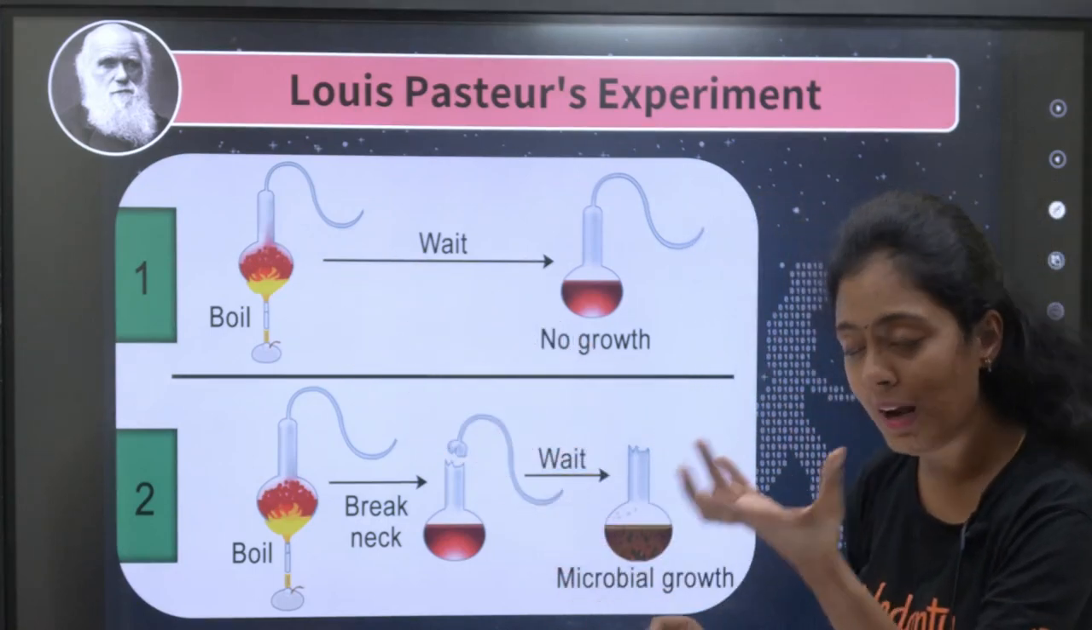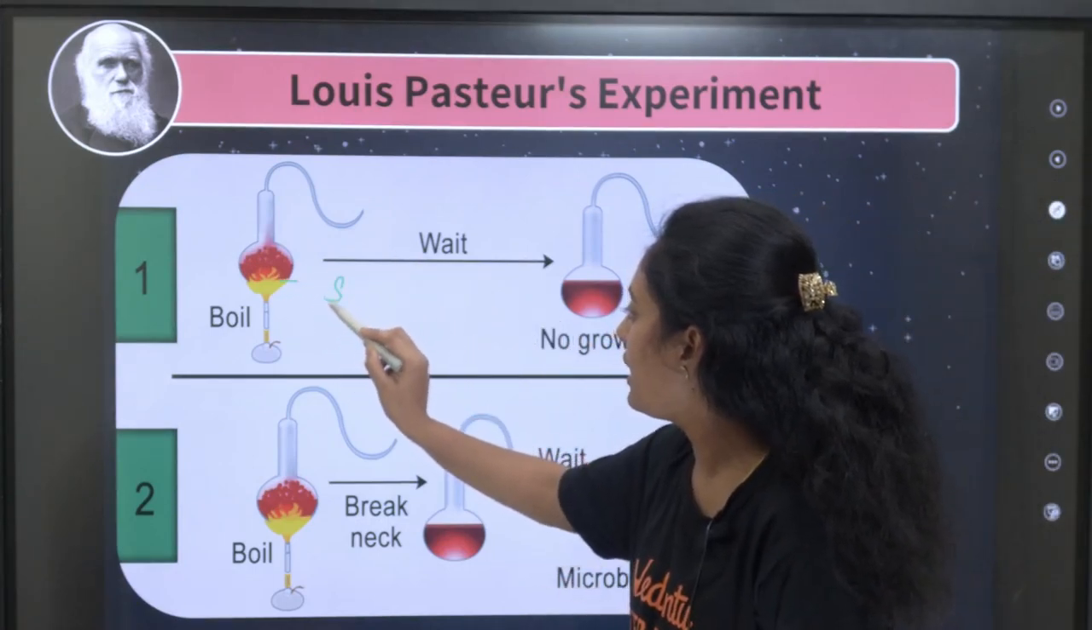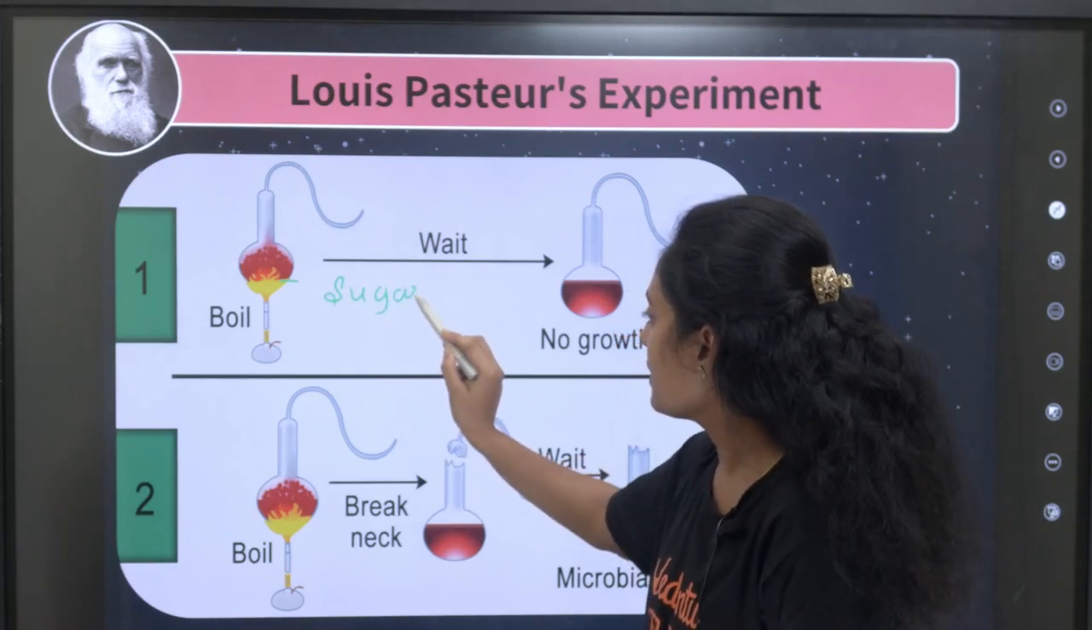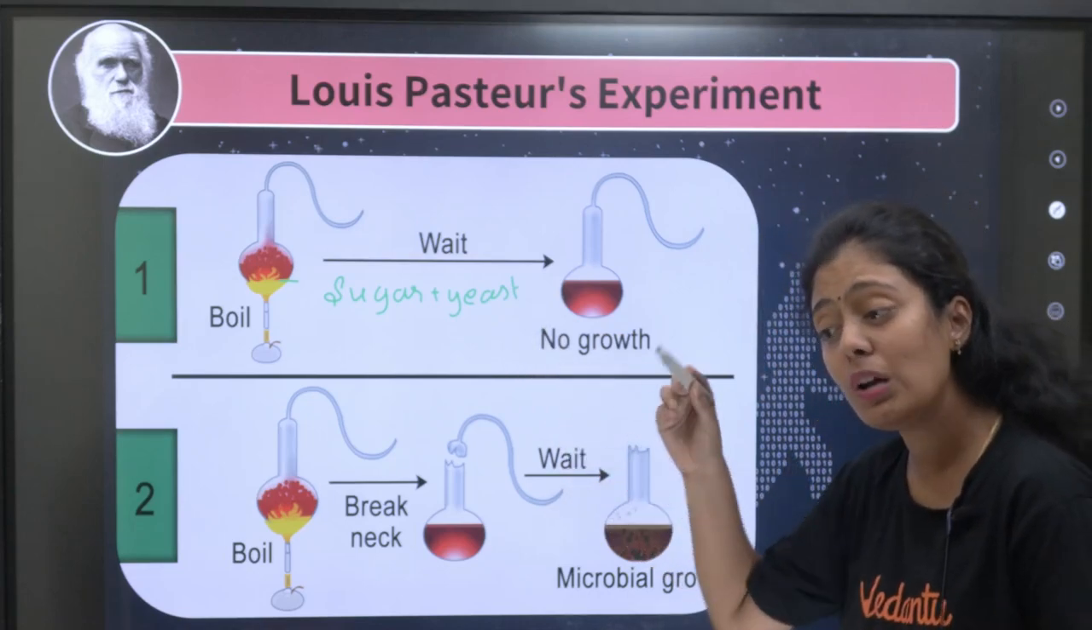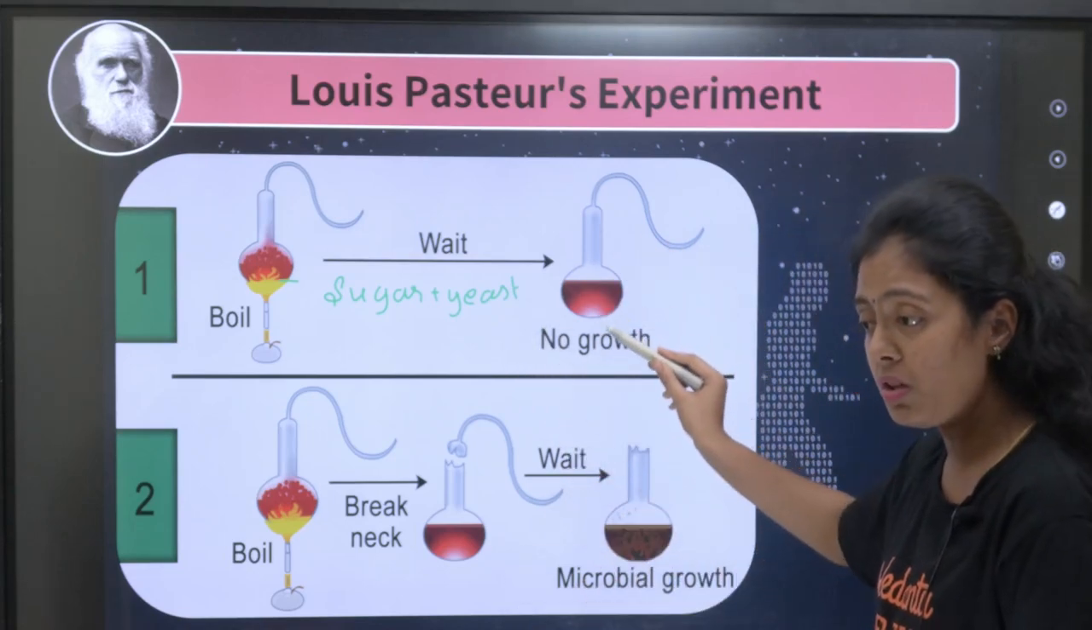So, he boiled this. What is this? Sugar and yeast. It's a mixture of sugar and yeast. When he boiled it, even though he left it for some time, there was no growth.